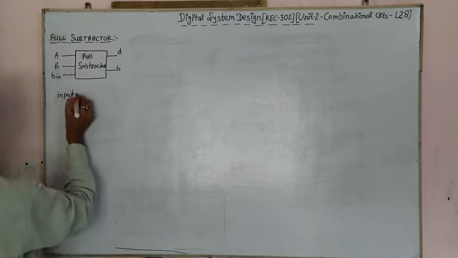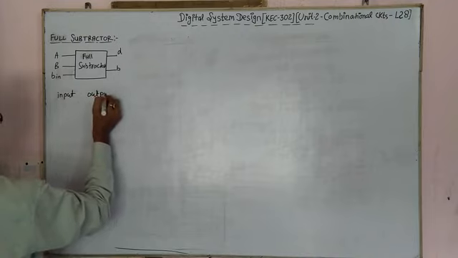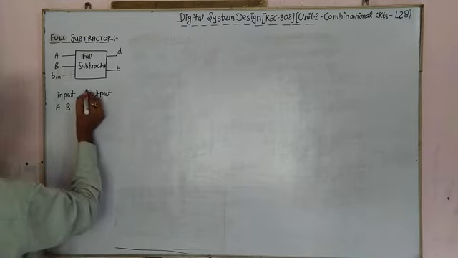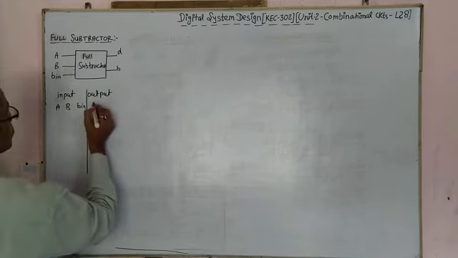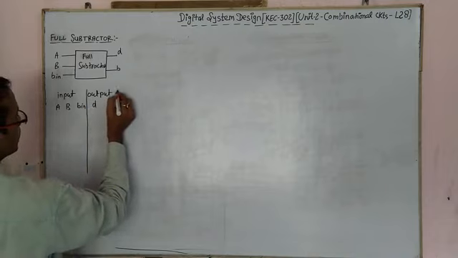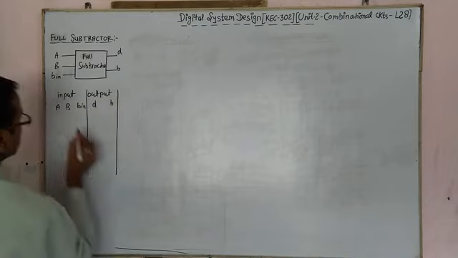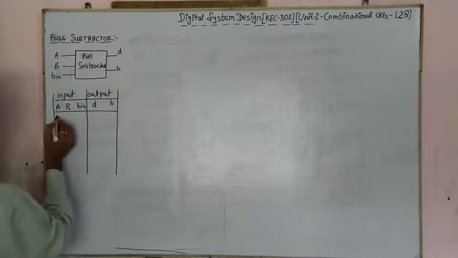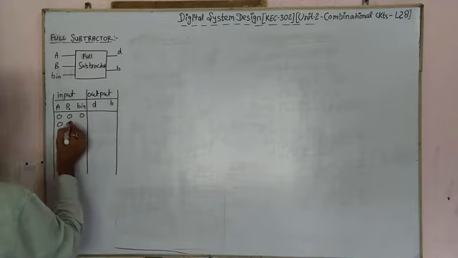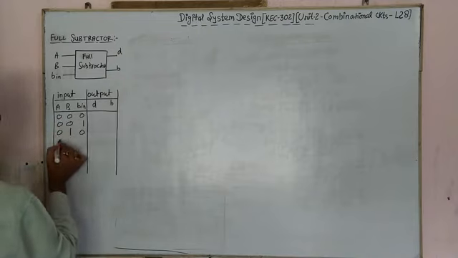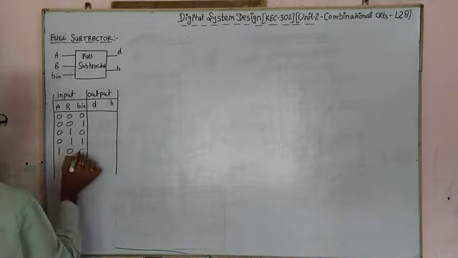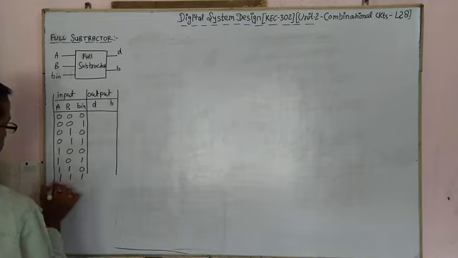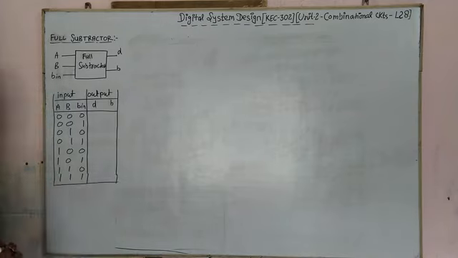Input, output. Inputs A, B, and B in. We have three inputs, so we will have 8 combinations: 000, 001, 010, 011, 100, 101, 110, 111. So we have 8 combinations.